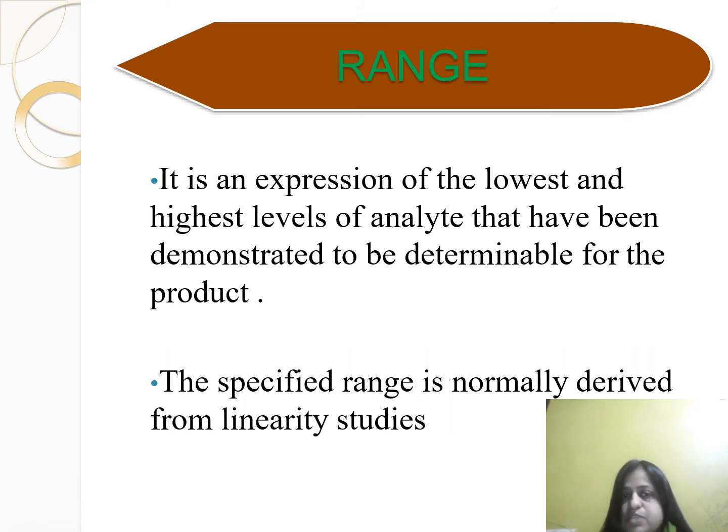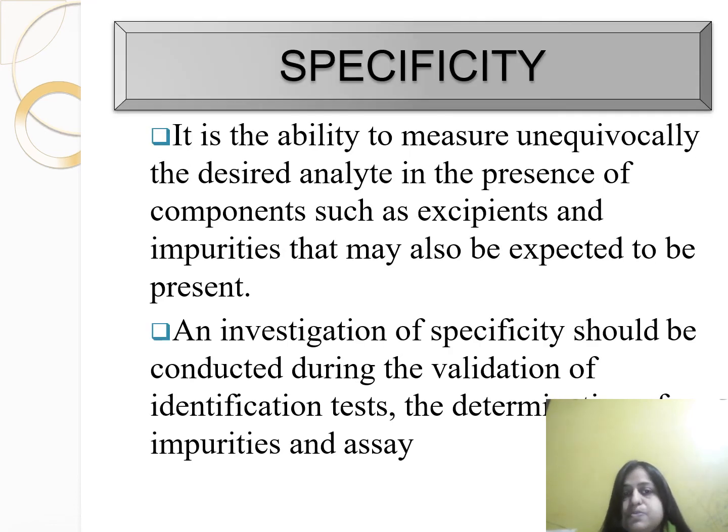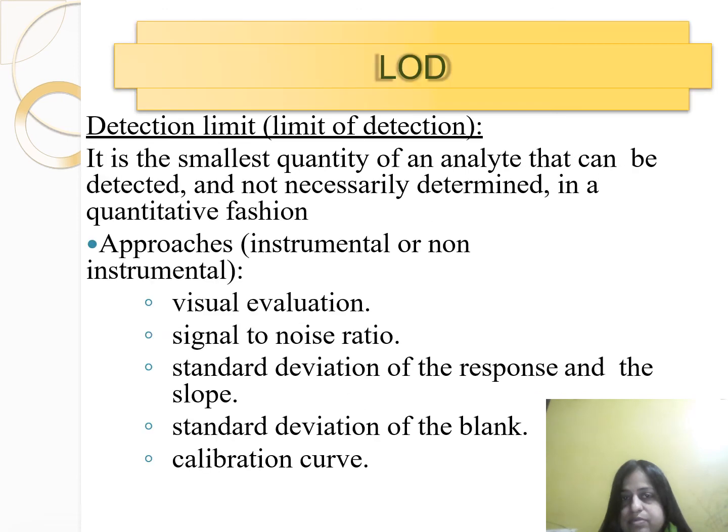Range is an expression of the lowest and highest level of analyte that have been demonstrated to be determinable for the product. The specified range is normally derived from linearity studies. Specificity is the ability to measure unequivocally the desired analyte in the presence of components such as excipients and impurities that may also be expected to be present. An investigation of specificity should be conducted during the validation of identification tests, the determination of impurities and assay.